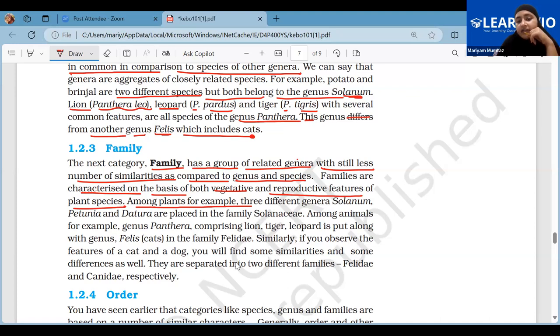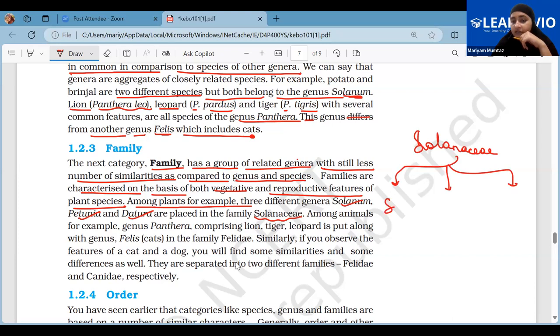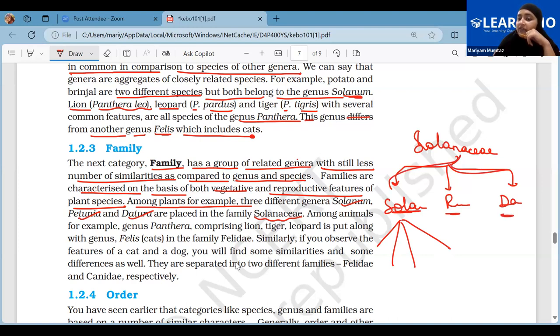Among plants, for example, three different genera, that is Solanum, for potato, Petunia and Datura. All of these three are different genera, but they belong to one family, that is family Solanaceae. Clear? So again, you see that one family, Solanaceae, has been divided into three genera: Solanum, Petunia and Datura. And under Solanum, there will be multiple species. All of them are different genera, but they belong to one family, Solanaceae. This is clear to everyone?